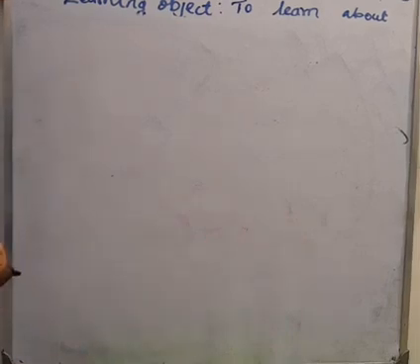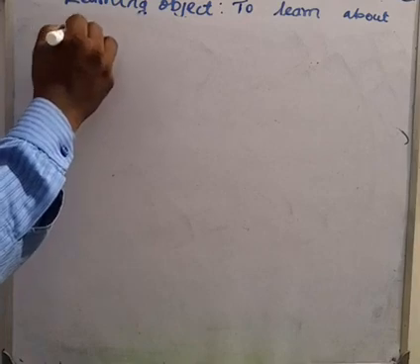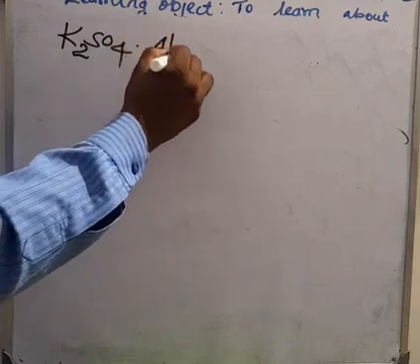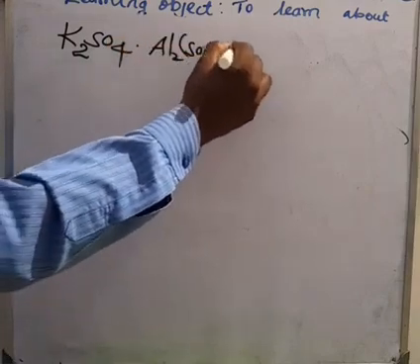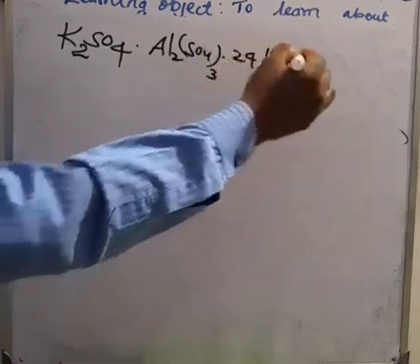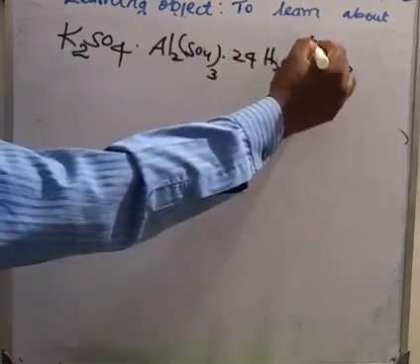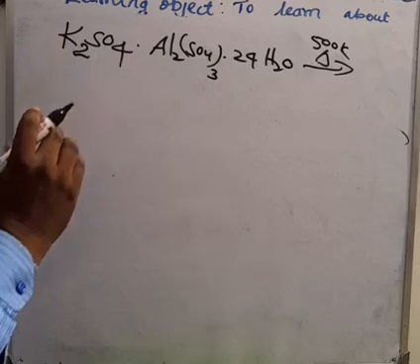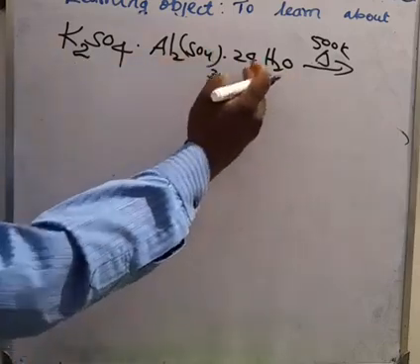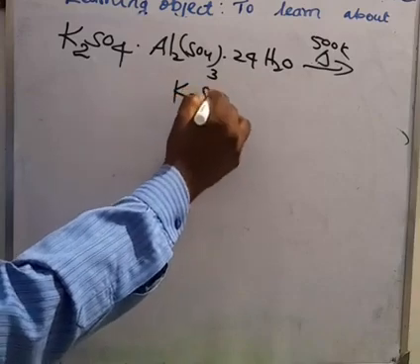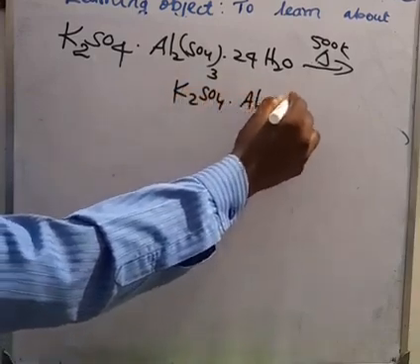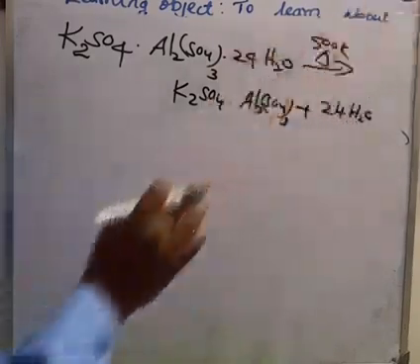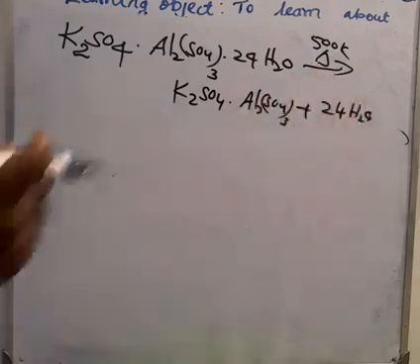So what is the equation? First we have to write the potash alum formula. K2SO4 Al2(SO4)3 dot 24H2O, on heating at 500 Kelvin, we get K2SO4 dot Al2(SO4)3 plus 24H2O. Water is removed from the reactant side. This is the first reaction. What about the temperature? 500 Kelvin.